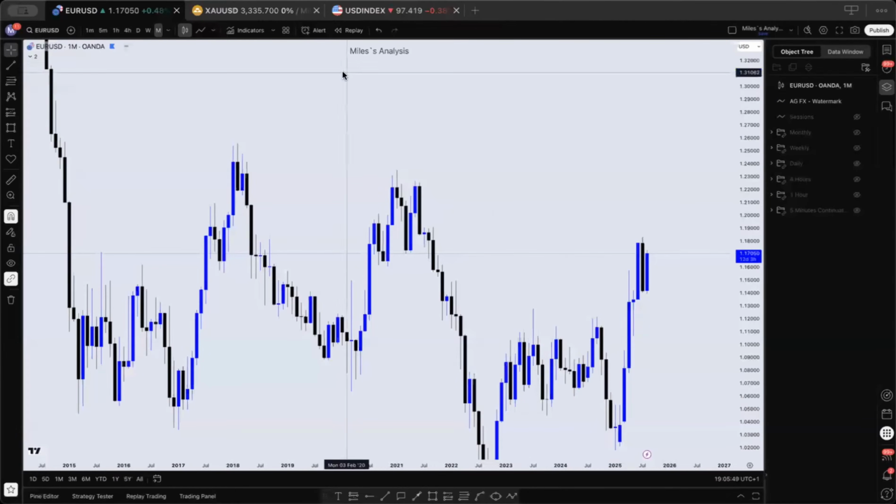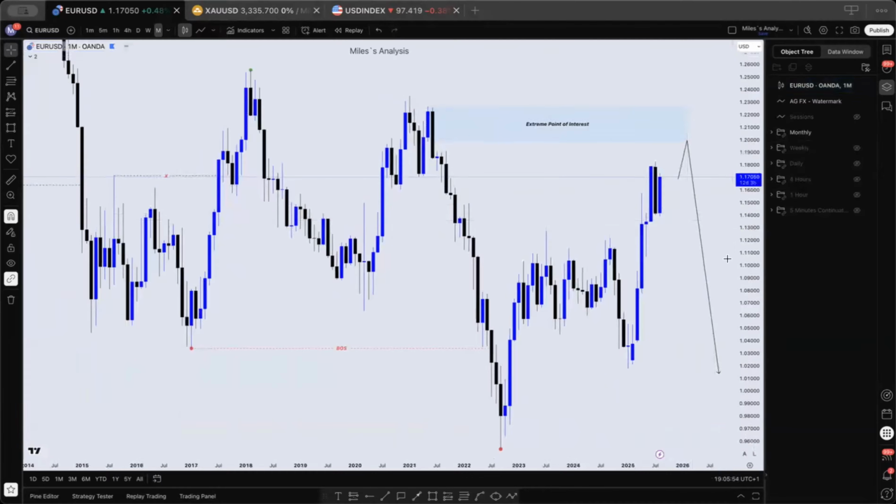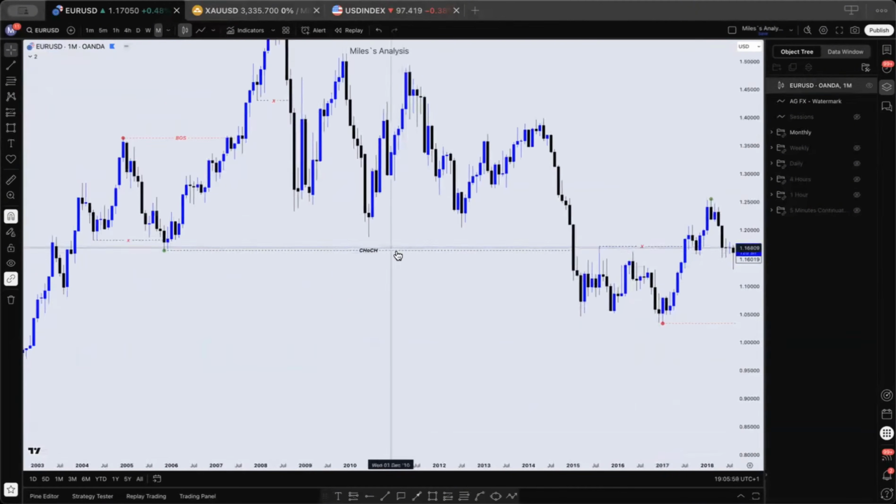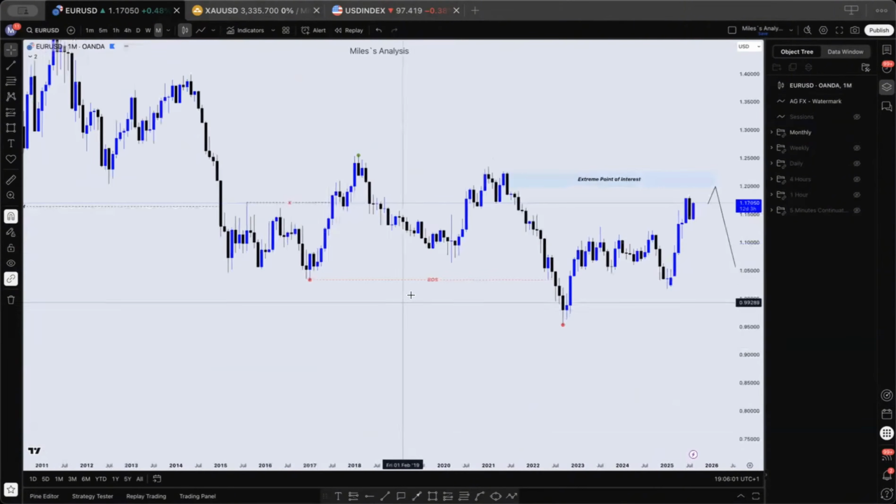So let's look at the EURUSD starting from the monthly time frame. As you can see here, the monthly time frame is bearish overall with this change of character starting here. Then price went on to create another breakout structure.